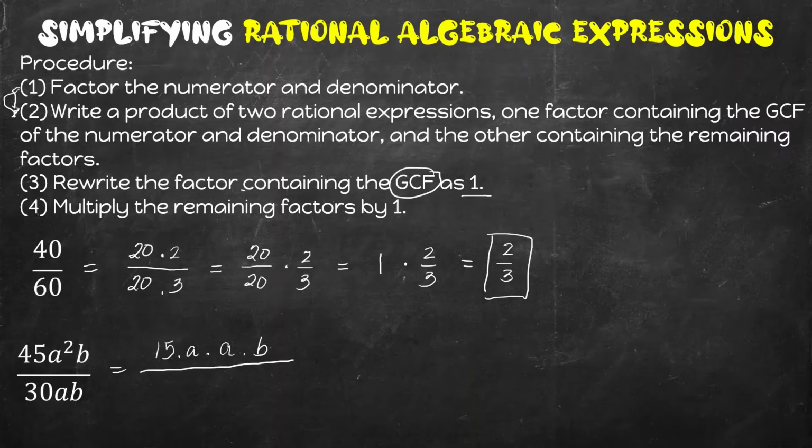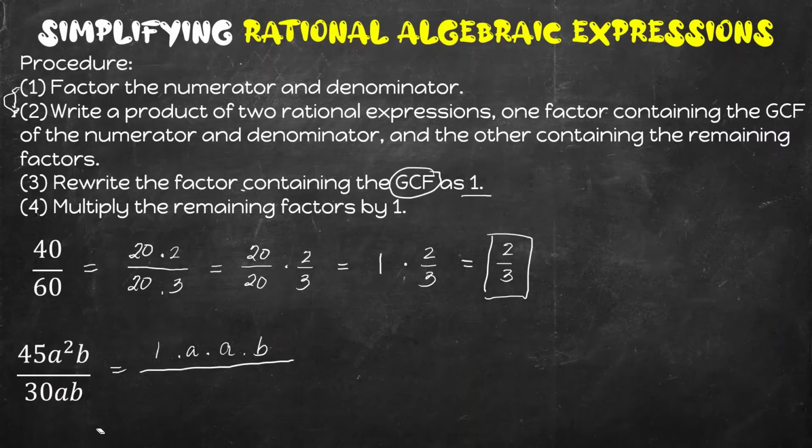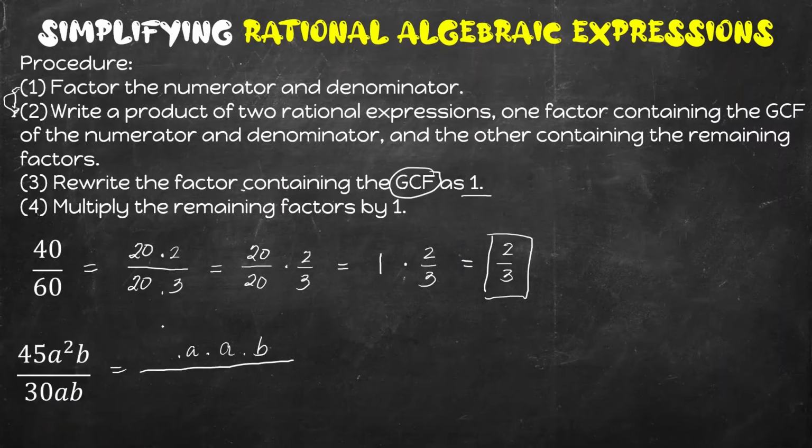Next, si 30 naman, ay sorry, may hindi ako nalagay. It's 15 times 3. Erase ko lang. Okay? So, it's 15 times 3 times a times a times b. Si 30ab naman ay 15 times 2. Okay, because 15 times 2 is 30, times a times b.